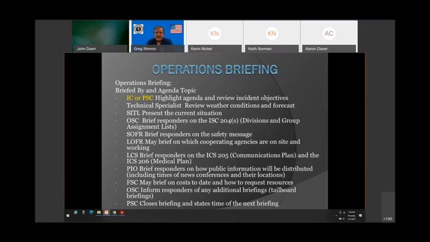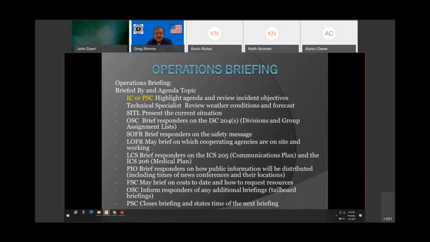All right, the next thing is, if you have a technical specialist there, they're basically brought up front to kind of give you an idea of what's going on that day. They might brief on weather conditions. They might brief on the flood conditions. They might brief on meteorological conditions affecting the situation you're in. But what you typically have is those folks who come up.